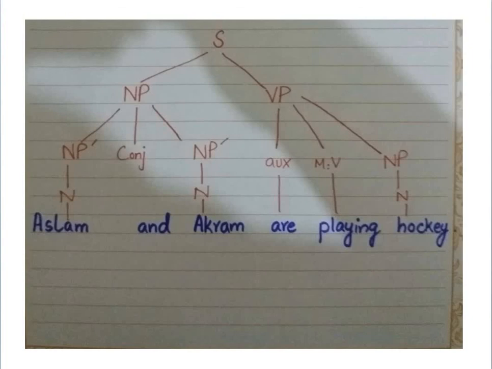Now how to deal with "Aslam and Akram"? Again we have to write NP with a slash on the upper side. Then the noun phrase contains a noun and "and" is the conjunction. So the noun phrase contains the noun "Aslam". Then again the main noun phrase consists of a further noun phrase, that is the noun "Akram", and "and" is the conjunction. Then the verb phrase consists of the auxiliary, the main verb, and the noun phrase, that is "hockey".